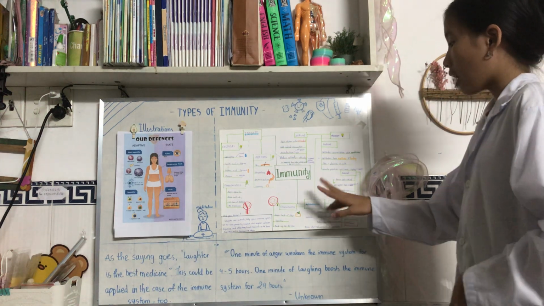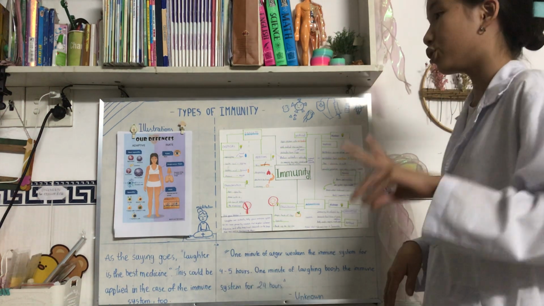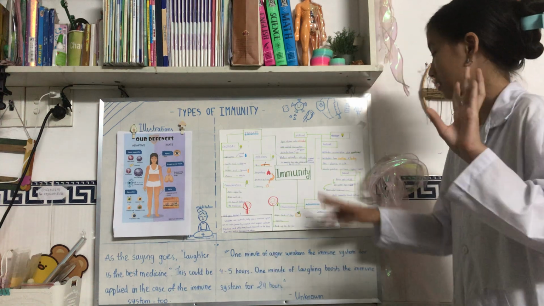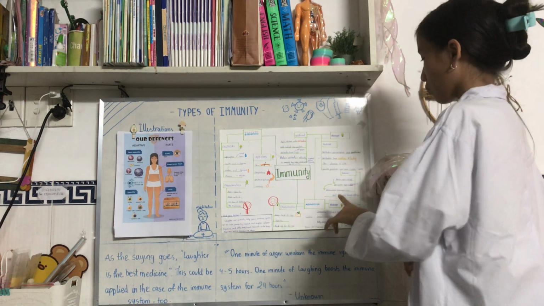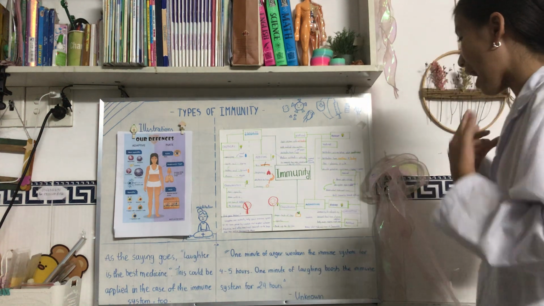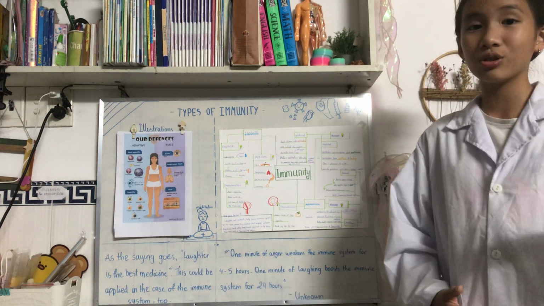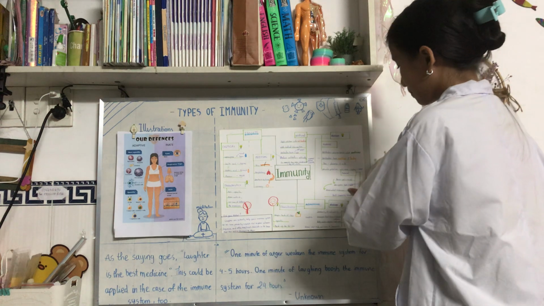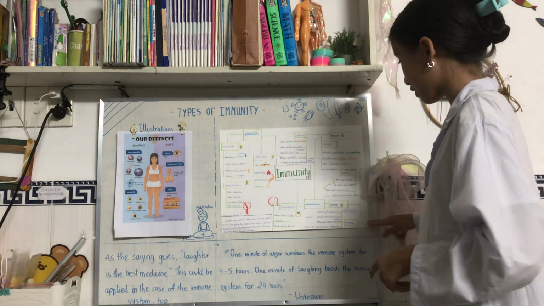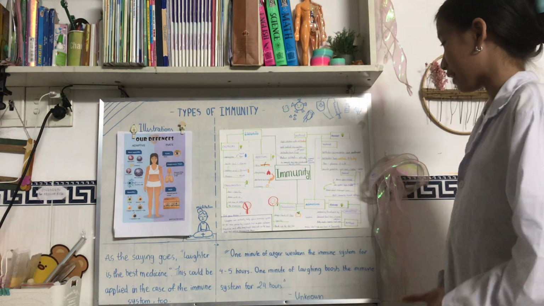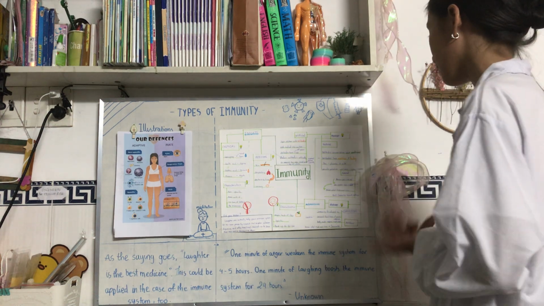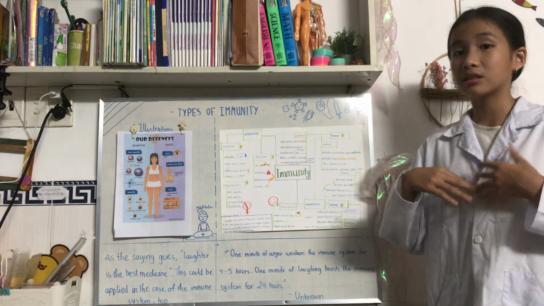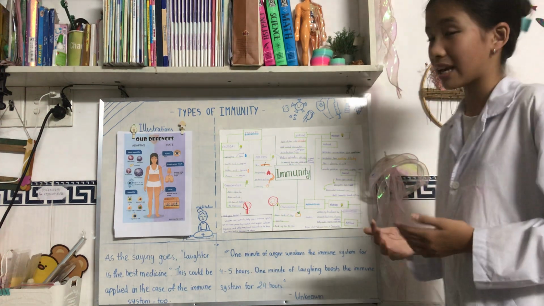Now, the adaptive immunity has two types: passive and active. We have the active one. The active has two types, which are artificial and natural defense. The artificial one means the immunity that is developed by vaccination.